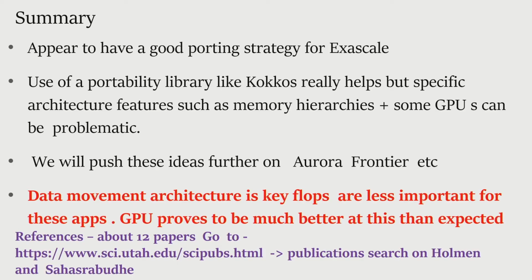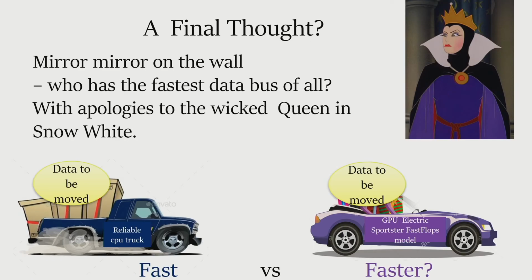You can go to the SCI webpage, and if you search on any of the authors' names, you'll find a whole bunch of papers. But what I want to do is just finish with a final thought from Snow White, which is: mirror, mirror on the wall, who has the fastest data bus of all? That's the key thing. And if we compare the different architectures, certainly the CPU truck is good. I mean, it's fast. You can get all your data in. But arguably, it may be worth going to the store in your sports car because it just does go kind of faster when you can. And there I would like to stop.